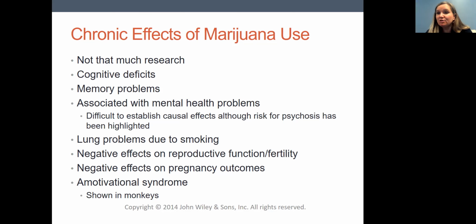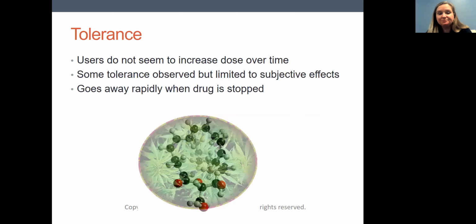And then amotivational syndrome is something that has been seen in both humans and animals, just not motivated. So a monkey would normally work pretty hard to get treats, and monkeys who've been exposed to smoking marijuana, they're just not interested. They lack motivation. Just like humans who chronically use marijuana just seem to lack any motivation to do anything, to achieve anything, to push for a career or anything like that. So it's not just humans that you've seen this effect. You've seen this in animal studies as well. And it can be disconcerting to know that that might lead to some long-term outcomes.